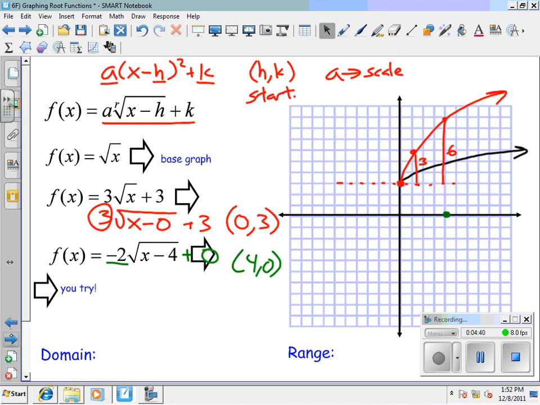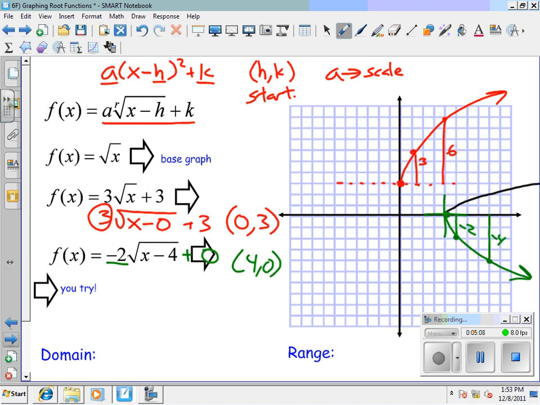So I'm going to move my base curve down to my new starting point. And again, my starting point is right there, my new origin, for lack of a better word. And being that it's -2, we're going to go over 1 and then down 2. And then we're going to go over 4 and then down -4. Okay, so we're multiplying everything by -2. So now we have a curve that does that.